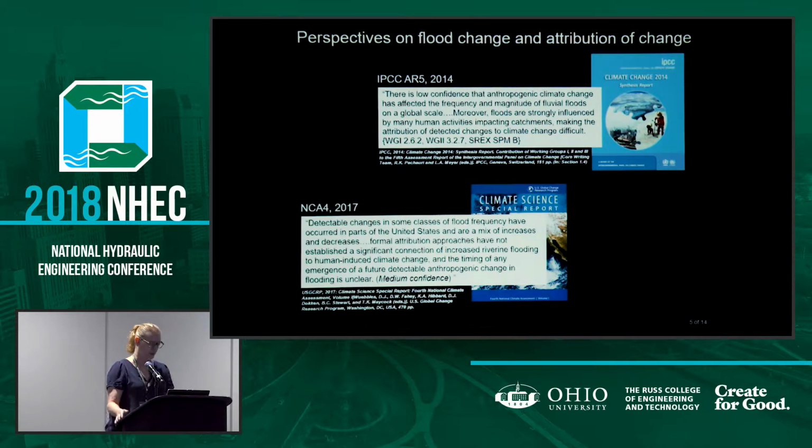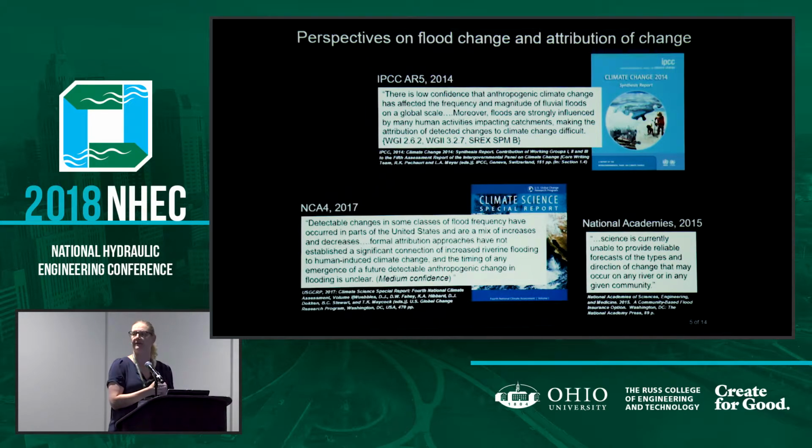Formal attribution methods have not established a significant correlation between riverine flooding and human-induced climate change. And then lastly, the National Academies weighed in on this in 2015, saying science is currently unable to provide reliable forecasts of the types and direction of change that may occur on any river or in any given community.